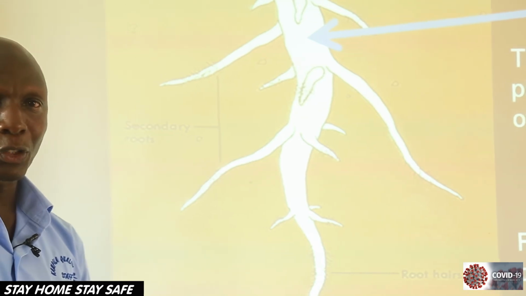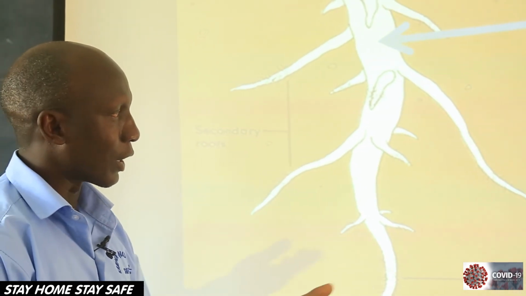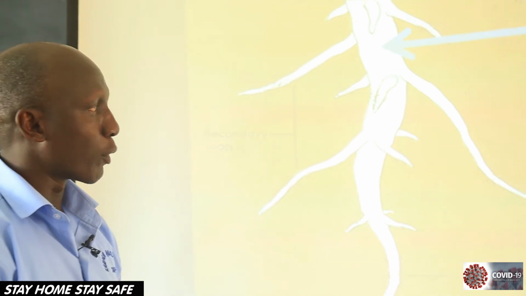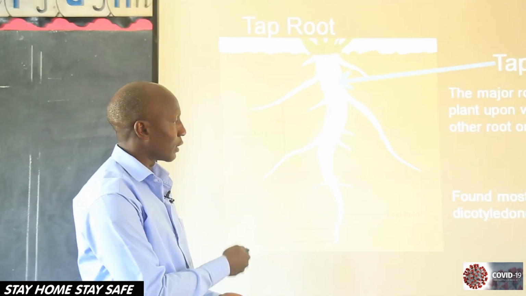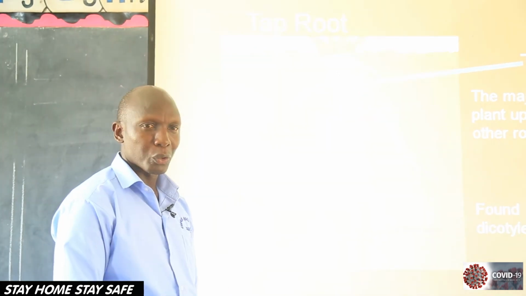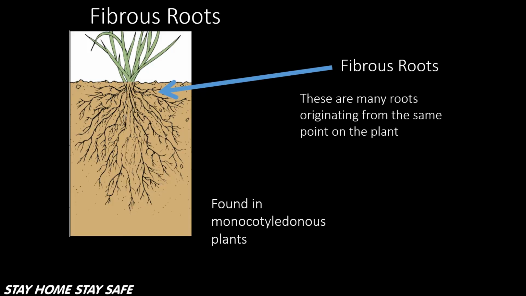It goes deep in the soil. That's why it is a characteristic of most of the dicotyledonous plants. The major root of the plant upon which others originate is what we call the tap root. Have you seen it, my children? It's a main, long root which goes deep in the soil. Then on the other side, we have got the fibrous root system. Fibrous roots are roots of the same size. They don't go deep in the soil.